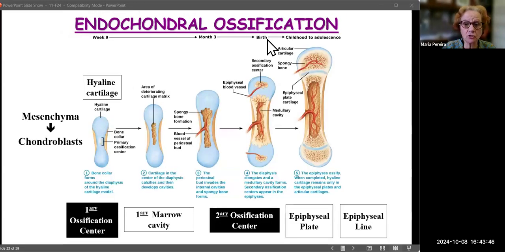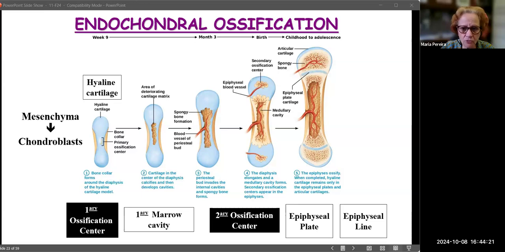Now let's switch to endochondral ossification. Look up here at the timeline that endochondral ossification goes through. It starts at week 9 or 10, and then it continues to month 3 and to birth. So this is embryonic or fetal life. At birth, and then it continues to adolescence. So it's a very long period through which bones are formed through endochondral ossification.